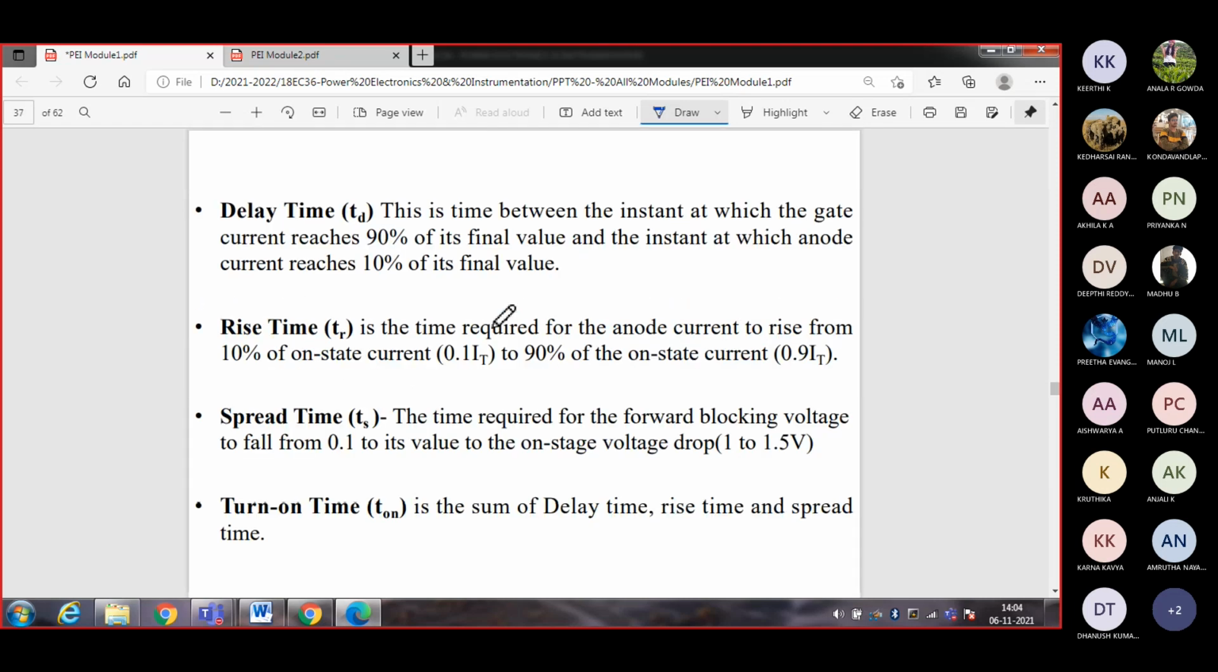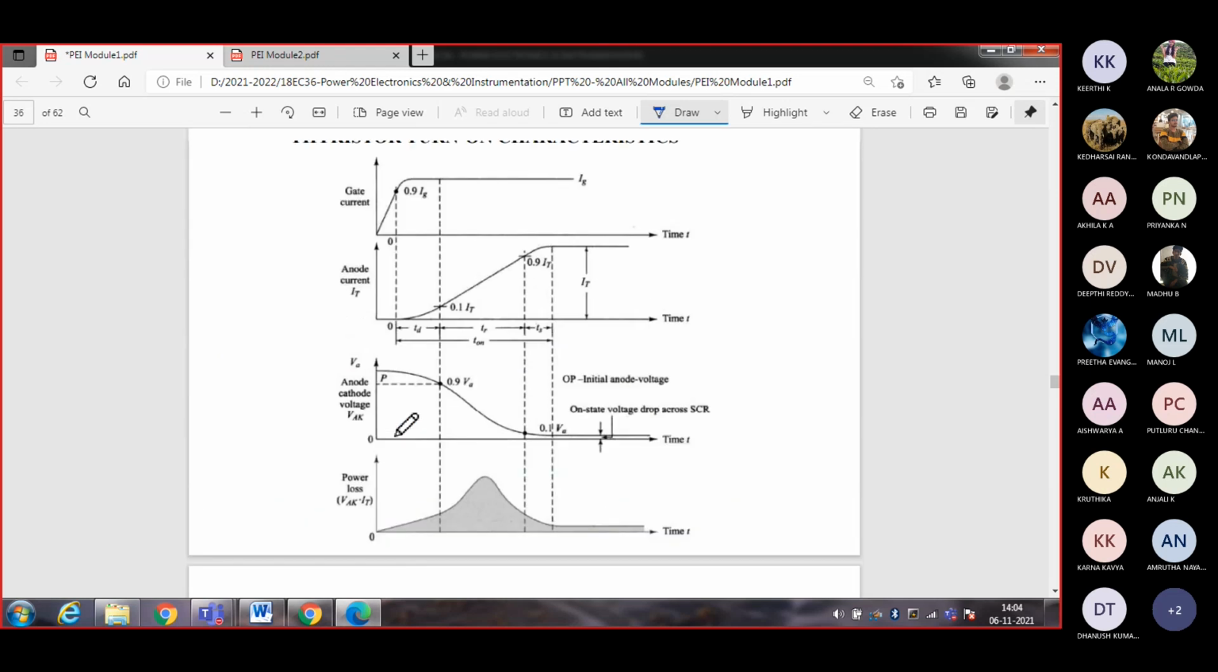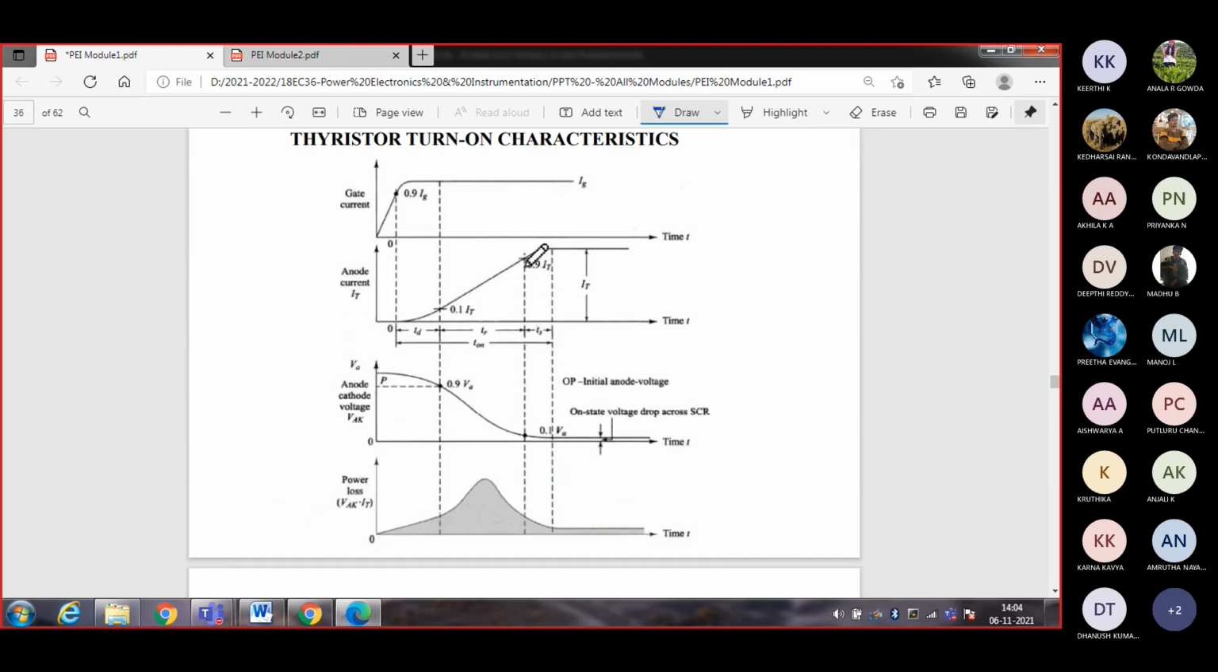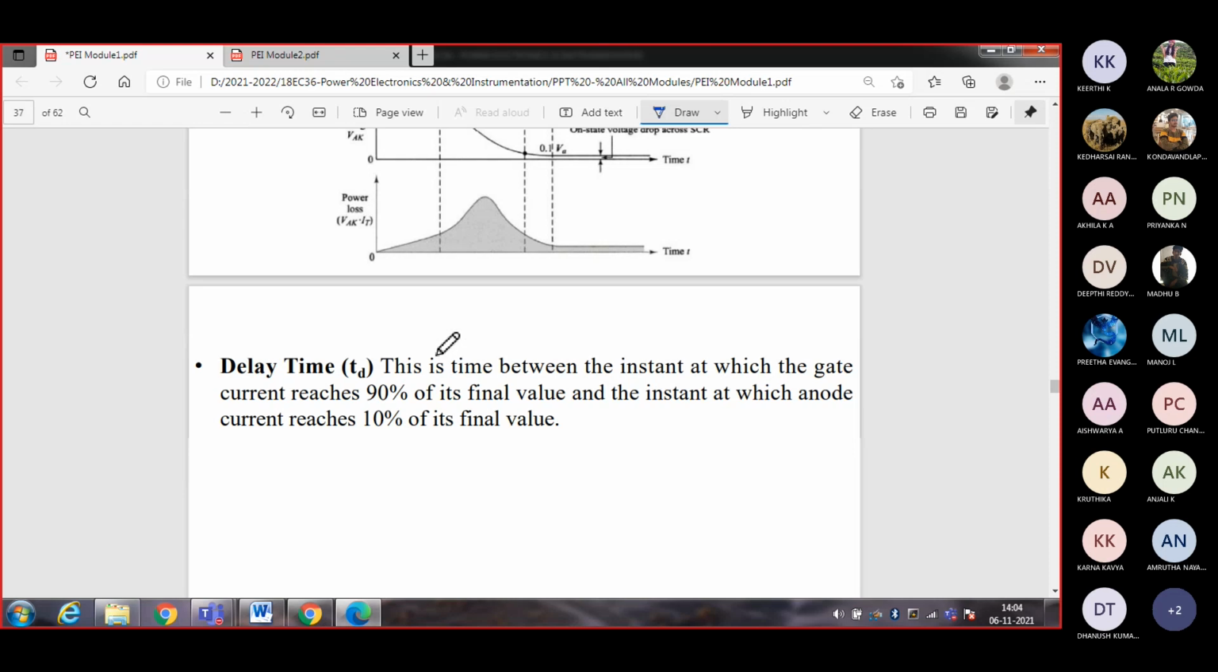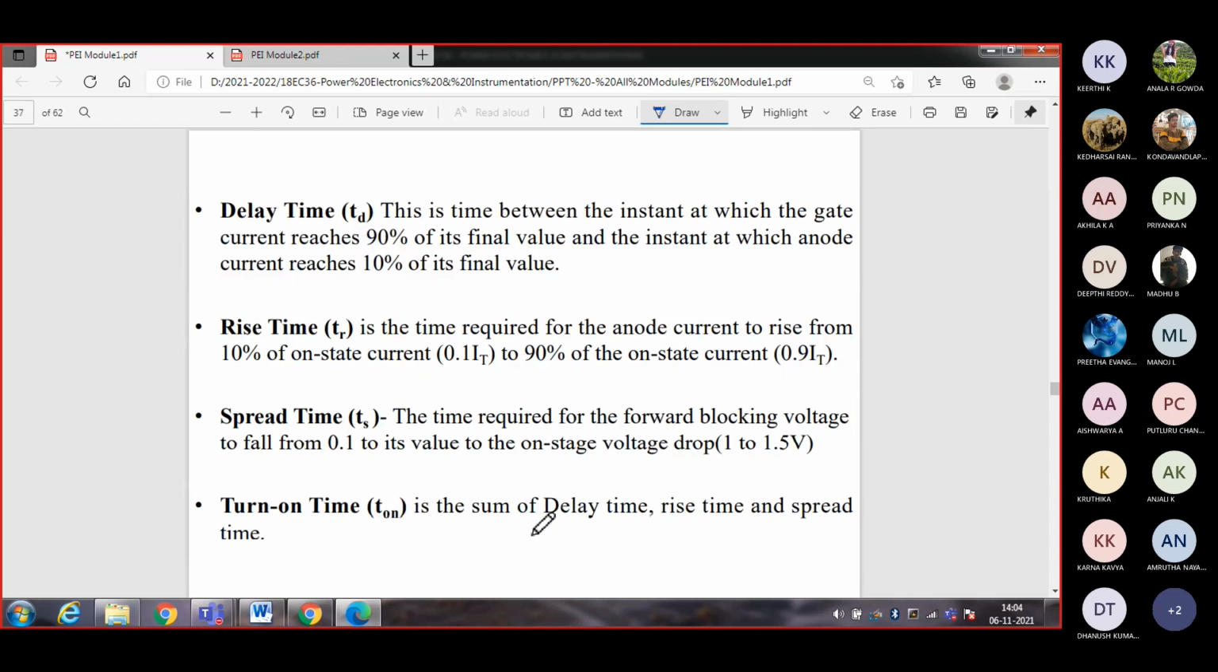Then spread time, TS. See there, TS is the spread time. It is spreading 90 to 100%, whatever is there, that is the spread time. Overall, we'll call it the turn on time, T on. Turn on time, T on, is the sum of the delay time, rise time, and spread time. It is the time required for the forward blocking voltage to fall from 0.1 to its value in the on-state voltage, 1 to 1.5 volts, we'll call it.